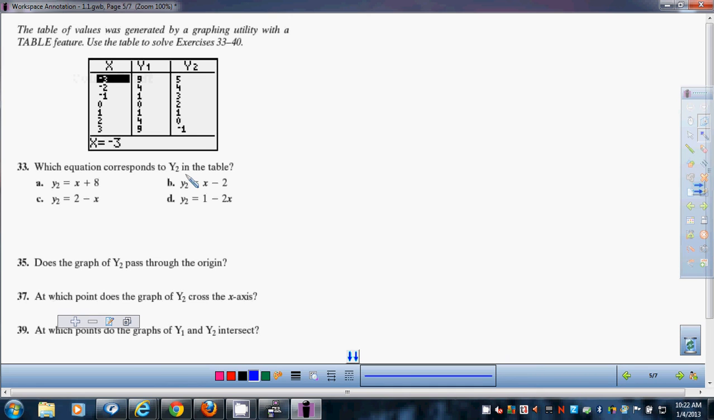At which points do the graphs of y1 and y2 intersect? Where are those things going to cross? And then maybe you could explain to me how you got that. Negative 2, who said that? Negative 2 and what? How'd you get that? Very good. Their y values are the same. If you were to plot these points and then plot these points, those two would be the same and these two would be the same. So x equals negative 2 and x equals 1 would be the answer to 39. Questions about that one?